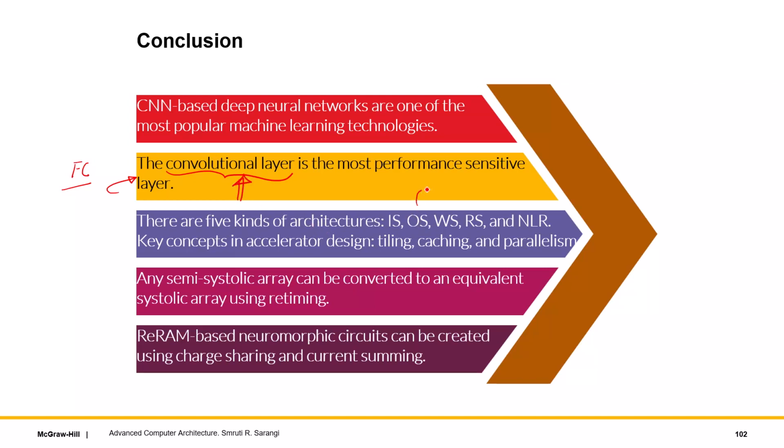We can have different kinds of stationarity. We developed a notation for the 7 loops: input stationary, output stationary, weight stationary, row stationary. We brought in concepts of tiling, of caching, of parallelism. All of that came in through our notation. How to realize it on hardware? Well, we said either you go for the direct product method, which uses a W block circulant matrix, or you use arrays. Arrays can again be of two types, systolic and semi-systolic.